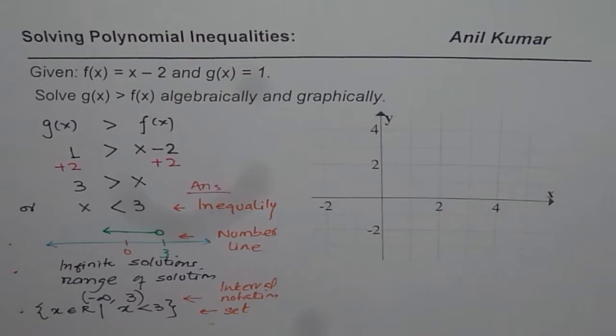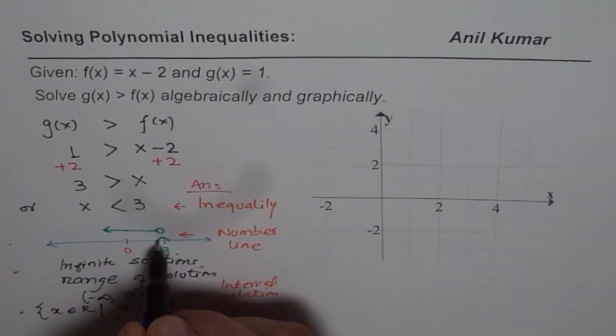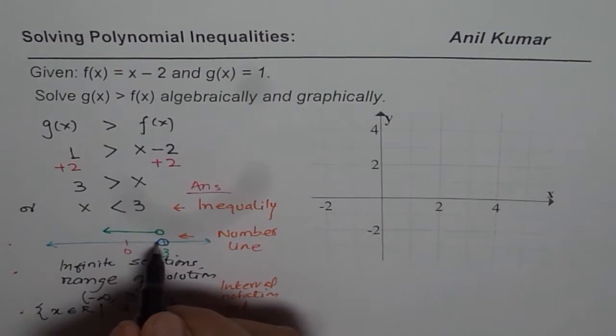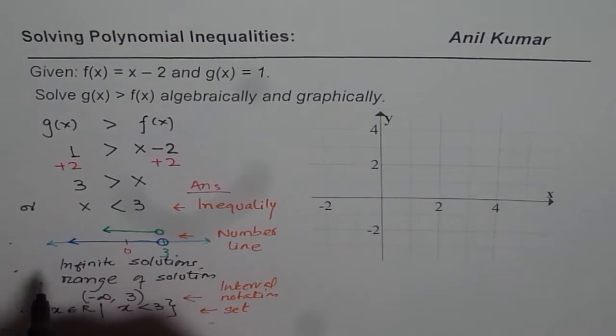Now on number line, at times we will prefer to show this solution on the line itself. In that case, you have to make a circle, open circle, since 3 is not included, but anything less than 3, maybe 2.99 or whatever, is a part of solution.